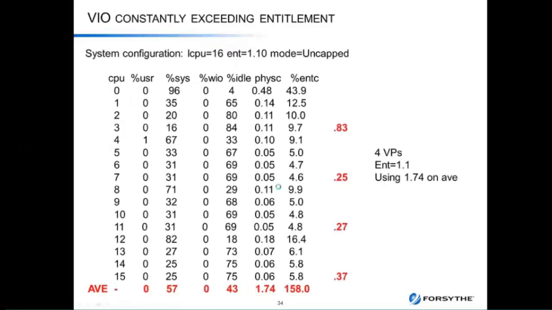And this is an example which would be really bad of a VIO server going through the same thing. So this VIO server, on average, is using 1.74 cores and 158% of its entitlement. I would probably bump this to an entitlement of 2, because I never ever want to starve my virtual I/O servers. If you starve your virtual I/O servers, none of your LPARs are going to run well.